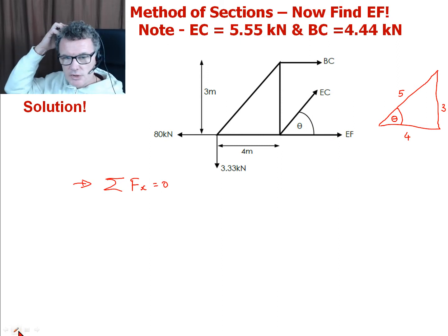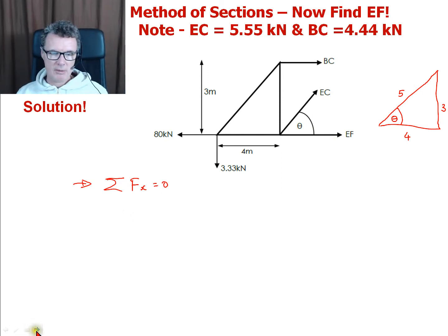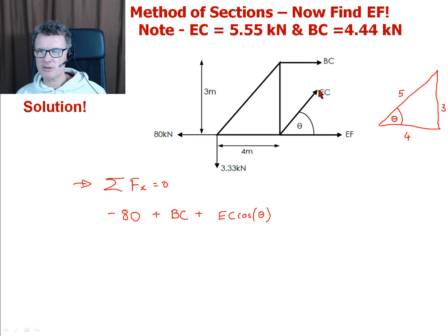So I'm going to resolve all my forces in the x direction. That means that my AT here is pointing not in the x direction but the other way, so it will be a minus AT. I can see BC is pointing in the x direction. I can see that EC will point in the x direction if I swing through theta here, so I'm going to have EC times cos theta. And my EF is pointing in the x direction. Okay, so that's my equation. That's what we're looking for.